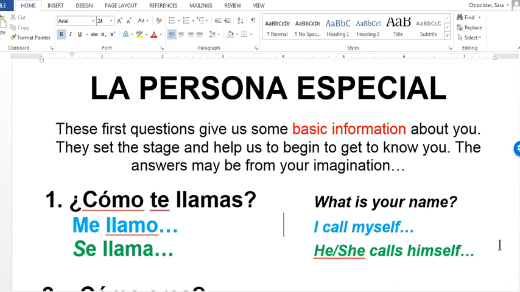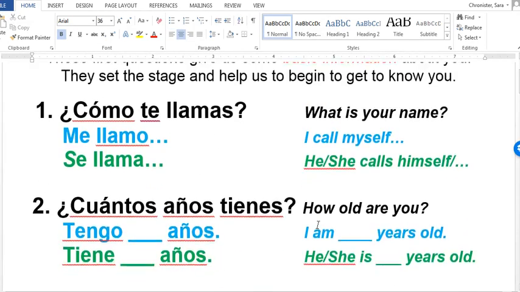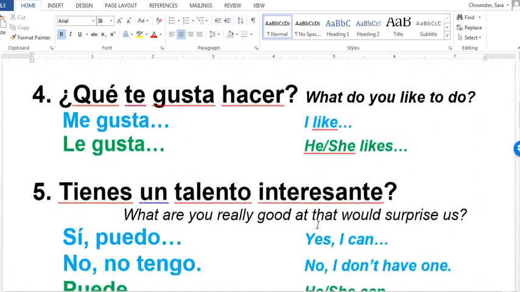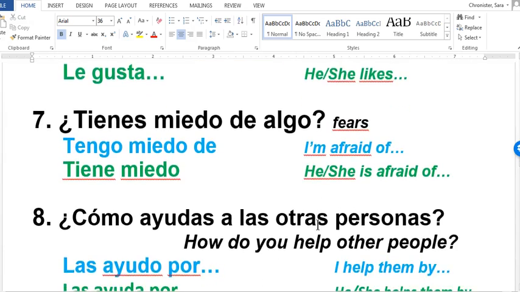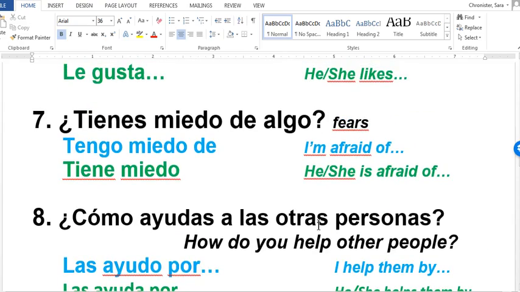So I started doing La Persona Especial in my conversational Spanish class last year. Basically, every day, or most days, I ask the students these questions. For conversational Spanish, it's a little different. So my conversational 1 Spanish is, ¿Cómo te llamas? You know, what's your name? How old are you? Where are you from? What do you like to do? Interesting talent? Favorite movie? Are you afraid of anything? And how do you help other people? So I did that all year last year.